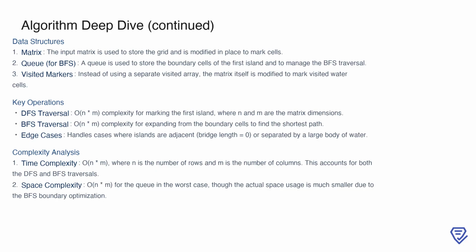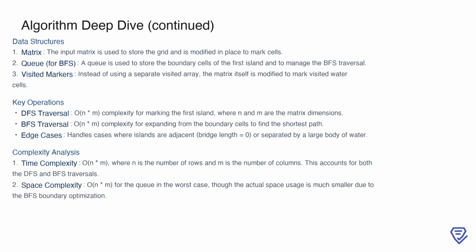The algorithm involves two main operations, the DFS traversal to mark the first island, and the BFS traversal to find the shortest bridge. Both operations have a time complexity of O(n*m), where n and m are the dimensions of the matrix. This is because each cell is visited at most twice, once during DFS and once during BFS. The space complexity is also O(n*m) in the worst case, due to the queue used in BFS, but this is optimized by only starting the BFS from the boundary cells.